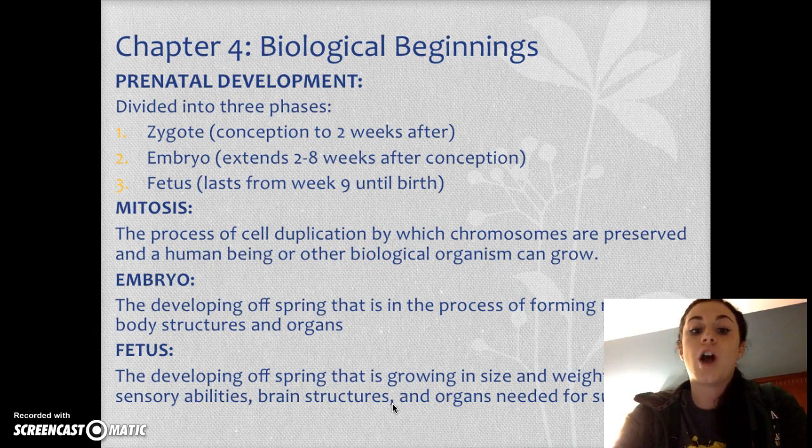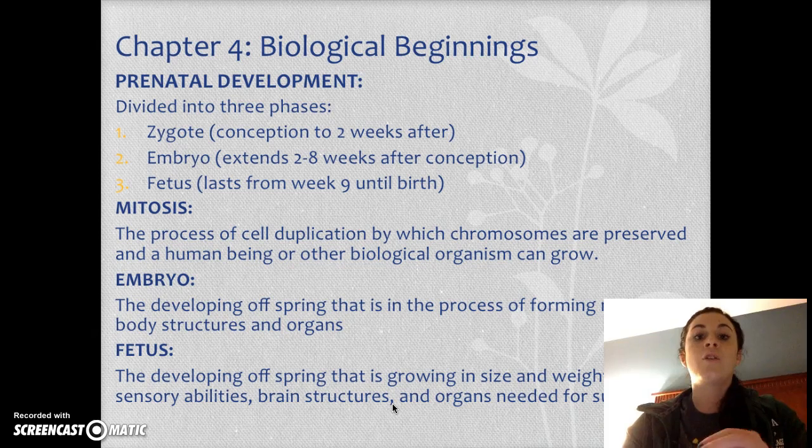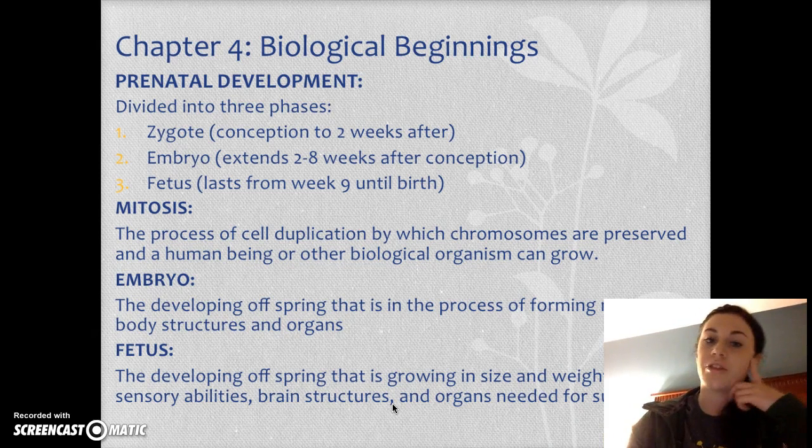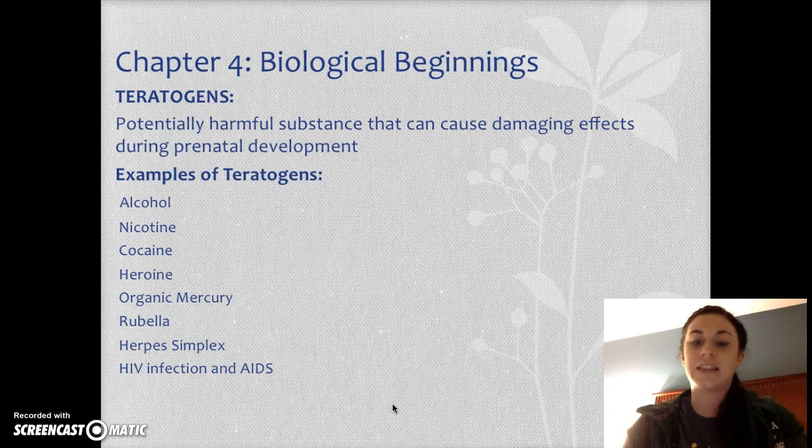Embryo is the developing offspring that is in the process of forming major body structures and organs. So the baby's finally growing, it's official, it's past the conception stage. And then the fetus is the developing offspring that is growing in size and weight, sensory abilities, brain structures, and organs needed for survival. So it's becoming fully grown and a human. So an infant, it's growing a brain and things like that.